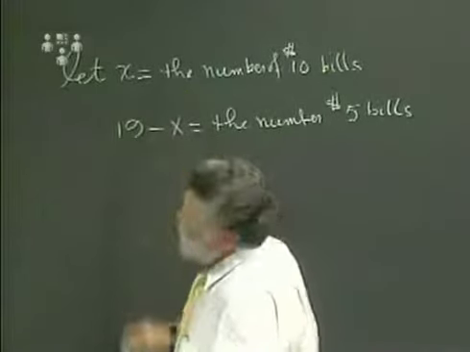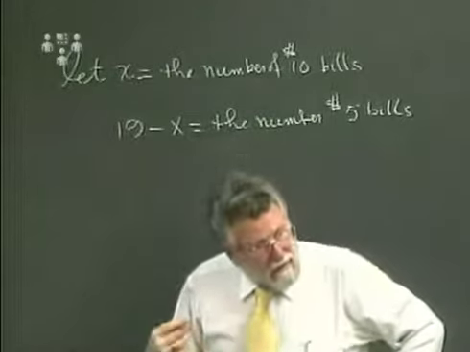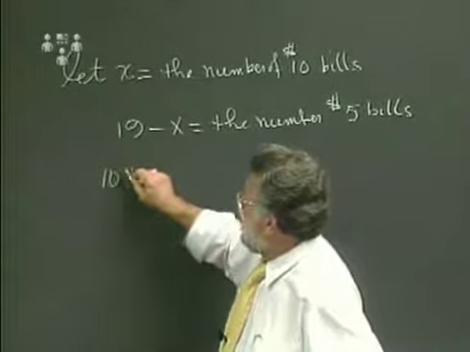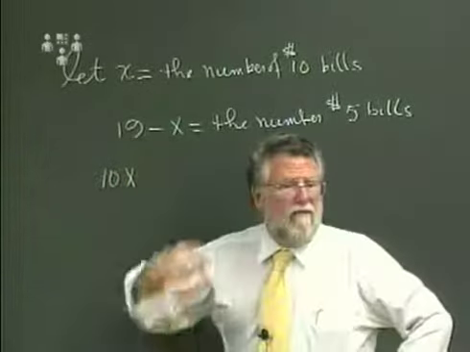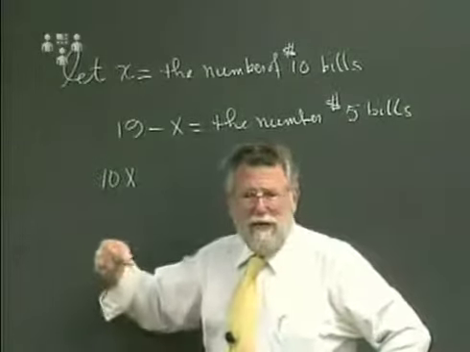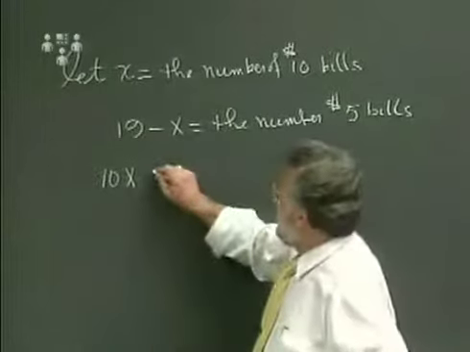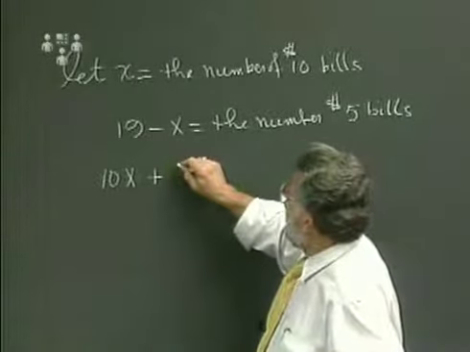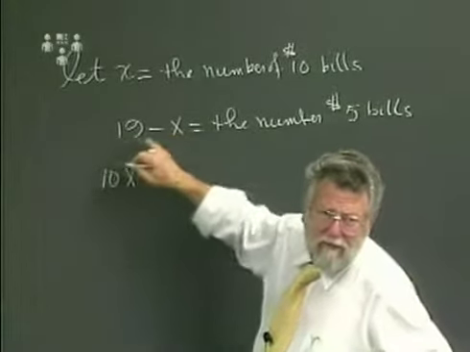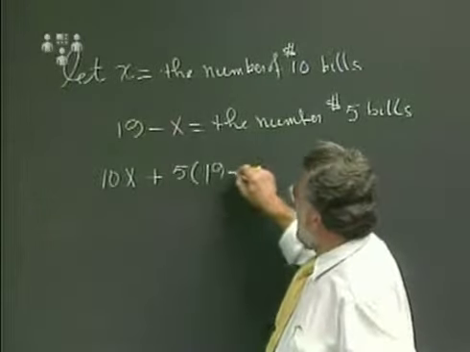What is the value for each of these x $10 bills? It's $10, correct? So the total value for that is 10x. So I have x $10 bills. So if I had 5 tens, it'd be 50. 4 tens would be 40. 3 tens would be 30, right? Then I'm going to have what? These are my $5 bills, correct? If I have that many, x plus 5 times 19 minus x.